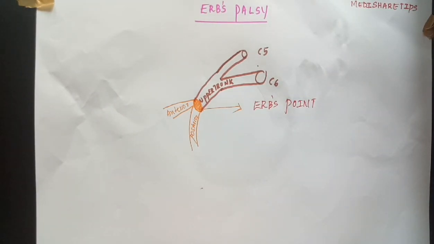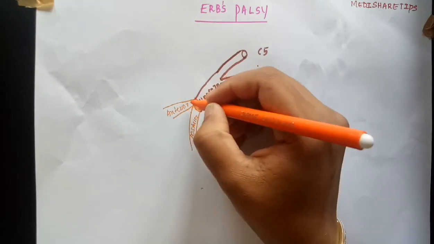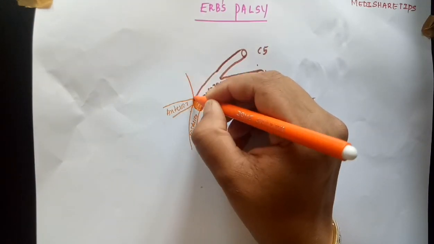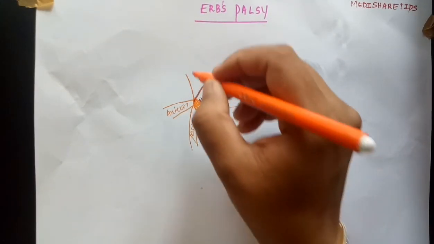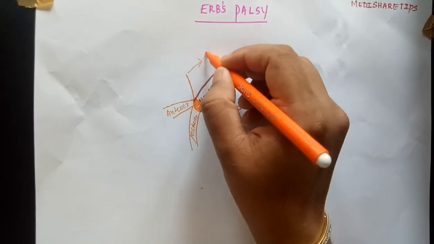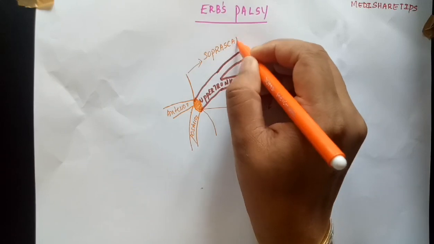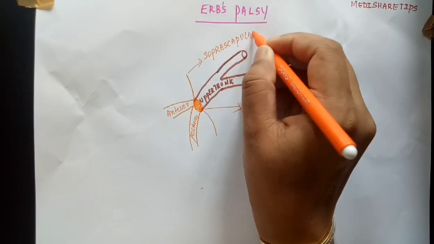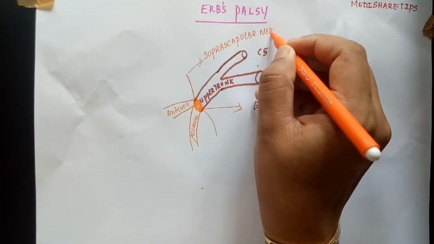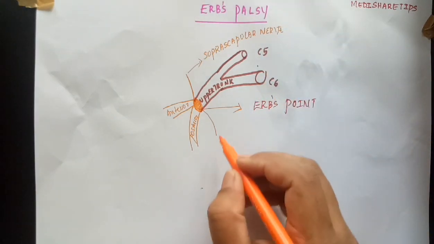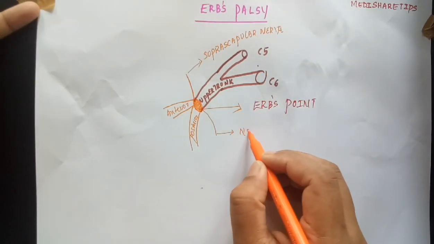We know that from the upper trunk of the brachial plexus, two nerves arise. These are the suprascapular nerve and the nerve to subclavius.